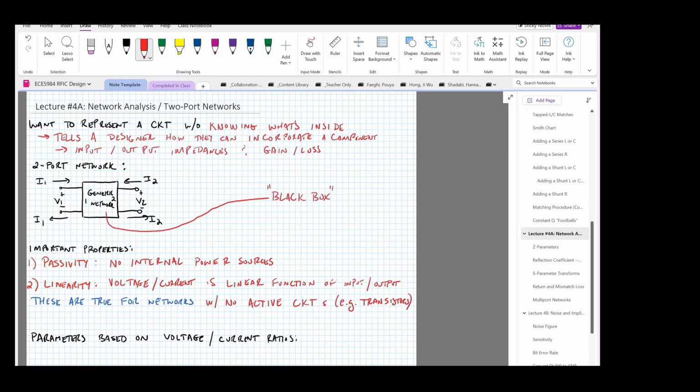And if we do have an amplifier, the network is considered to be linear in the sense that if we have a parameter related to gain, we assume that the gain is linear across all possible input powers. That is not how real circuits behave, so we're considering these as small signal. We put a small signal in, we get a small signal out.